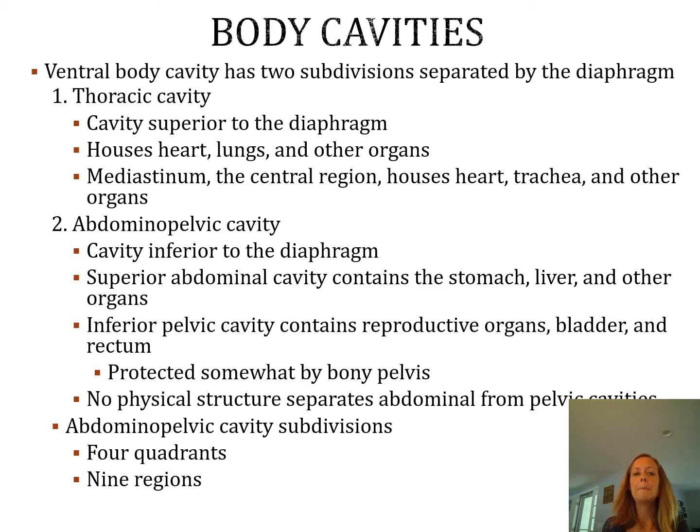Okay. Your pelvic cavity, the bottom of the abdominal pelvic cavity, is protected by your hip bone. That's where your reproductive organs lie, right? The top half doesn't have any bone protection. It's protected by your abdominal muscles. There's no separation between the abdomen and the pelvis. That's why they now combine it into one, the abdominal pelvic cavity.